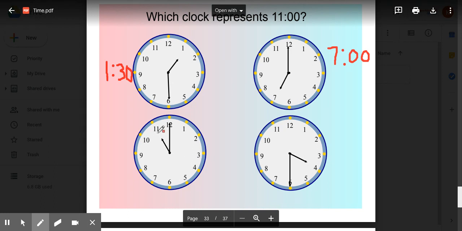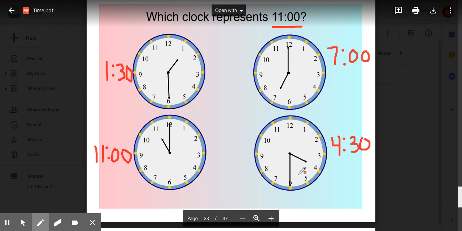The hour hand is pointing to the, awesome, 11. And the minute hand is at the top, and when the big hand is at the top, we know it is o'clock. So it looks like this clock represents 11, but let's do the last one just to make sure. The hour hand is pointing to the, very good, 4. And the minute hand is pointing down. And when the minute hand is pointing down, we know it is 30.